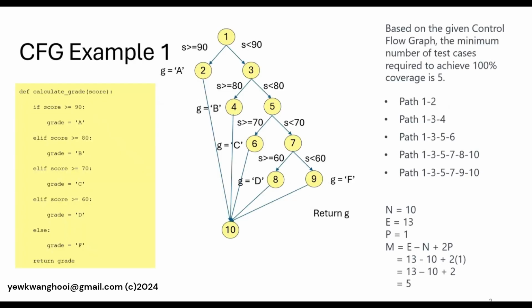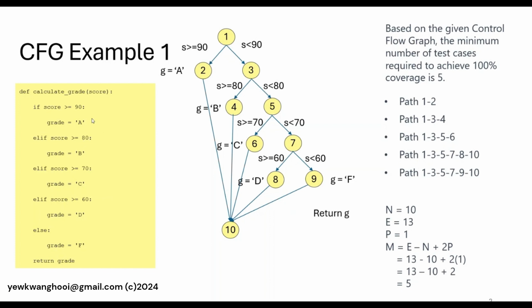Example 1 for control flow graph. Calculate the grade based on the score. If score is greater than 90, the grade is A. If score is greater or equal to 80, the grade is B, so on and so forth. So what is the input? The input is score and the output is grade. So the process is determining the correct grade based on the score using nested if-else control structure.